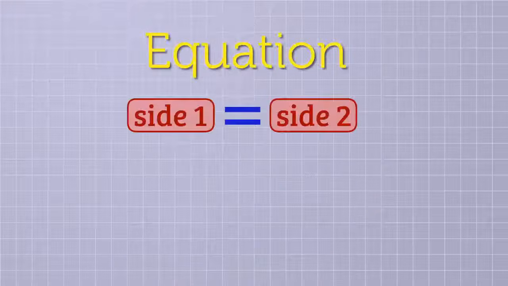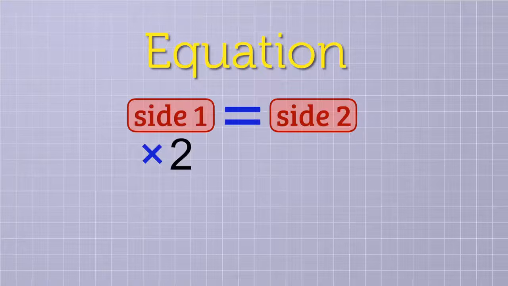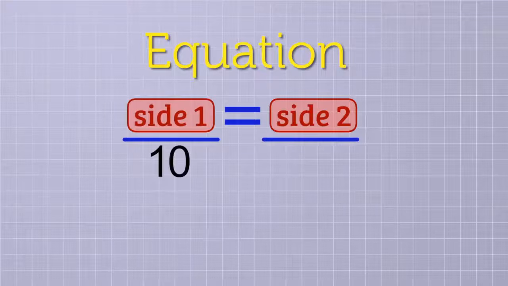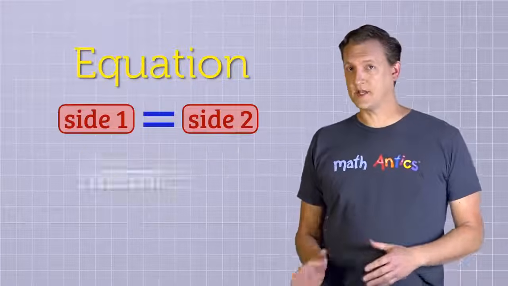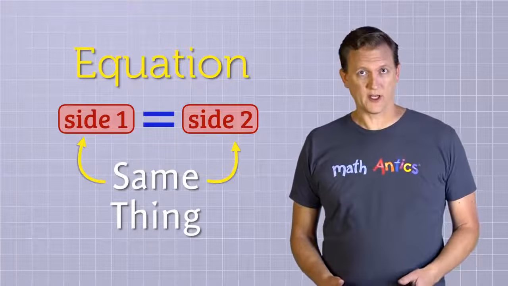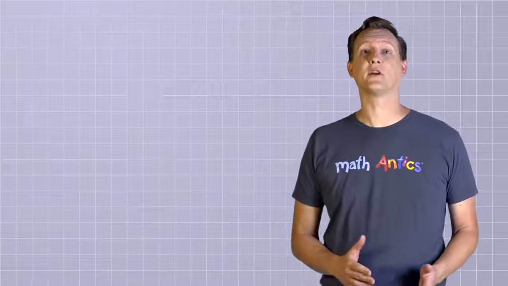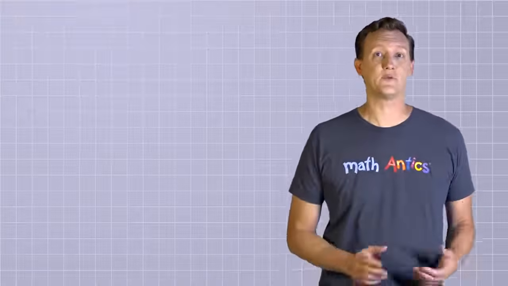And that's the same for multiplication and division. If we want to multiply one side of an equation by a number, then we need to multiply the other side by that same number. Or if we want to divide one side of an equation by a number, then we have to divide the other side by that number also. As long as you always do the same thing to both sides of an equation, it will stay in balance, and your equation will still be true. Alright, like I said, in this video, we're just going to focus on equations involving addition and subtraction.